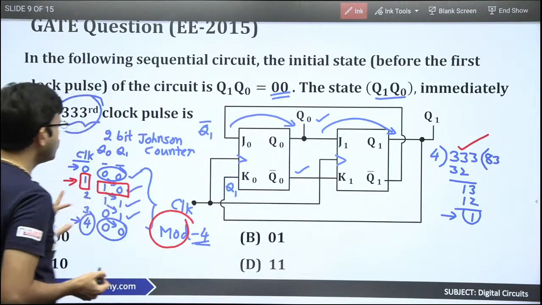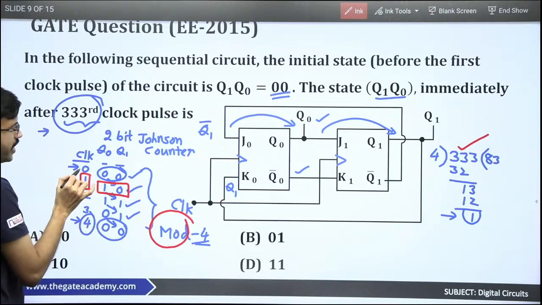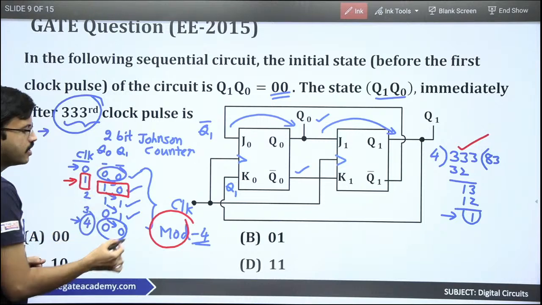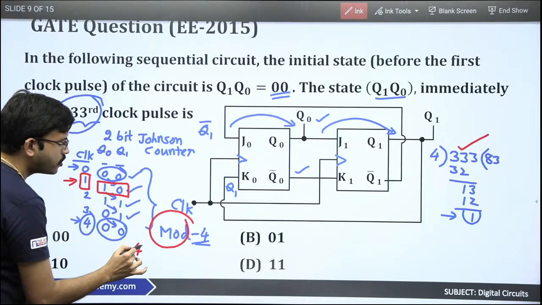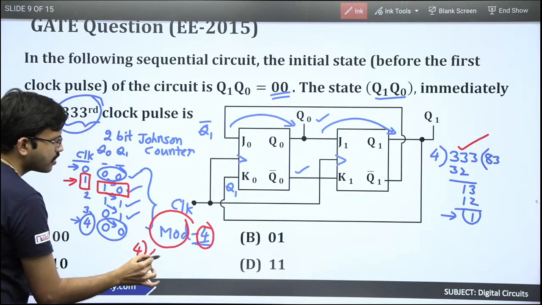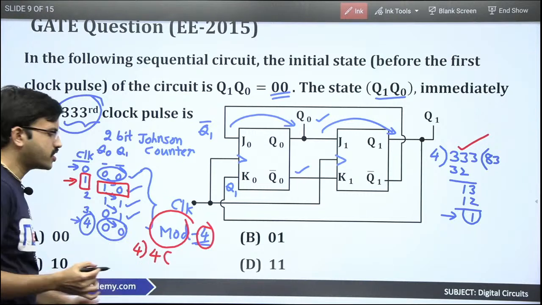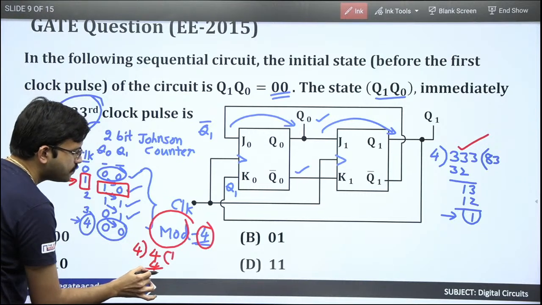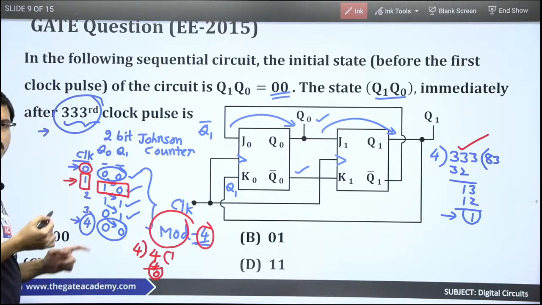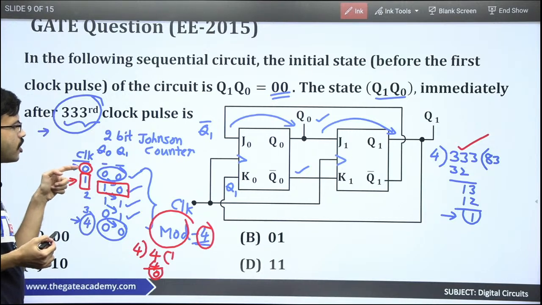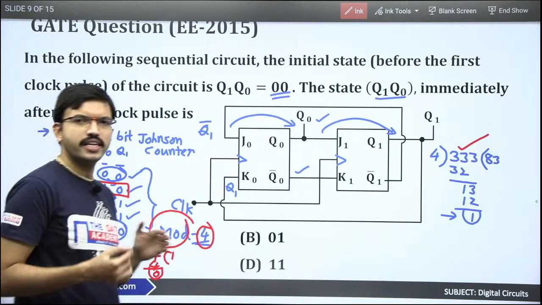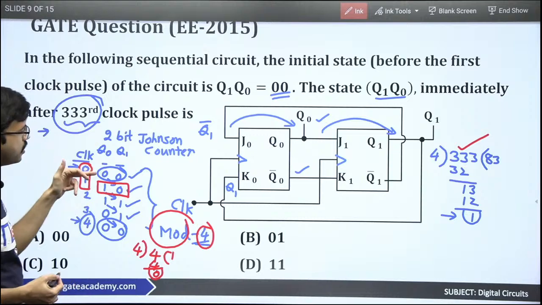If you want, you can observe it carefully like this. Here at the 0th clock pulse you have 0 0. After applying the 4th clock pulse also you get 0 0. So if you wanted to know the state after applying the 4th clock pulse, the mod value is 4, and 4 1s are 4, remainder is 0. So the remainder corresponds to the clock pulse number. When no clock pulse is applied, the same state you will get after the 4th clock pulse, the 8th clock pulse, and so on. For every 4 clock cycles you will get the same state.